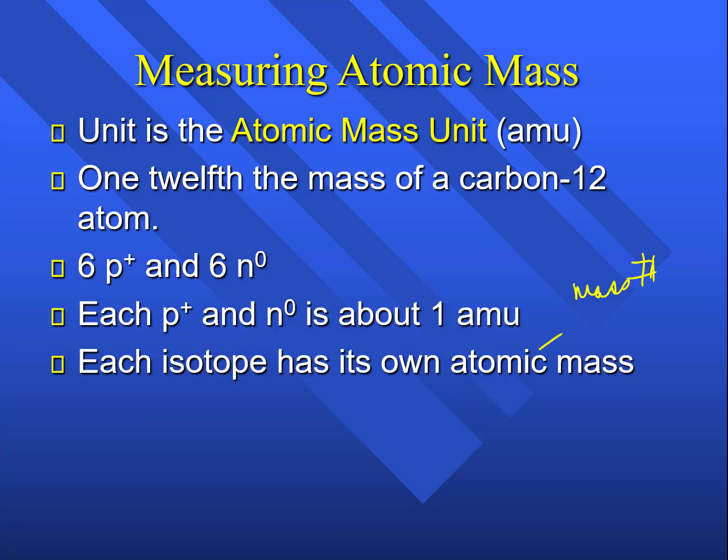So if carbon-12 weighs 12 AMUs, how much would you expect carbon-13 to weigh? 13 AMUs. It's going to be pretty close to that. Uranium-238? 238 AMUs. Because if each proton or neutron is about 1 AMU, your mass number is your AMUs, or pretty close to it.